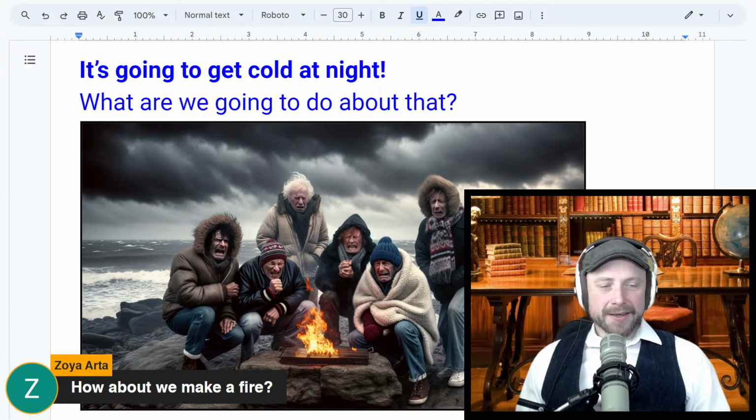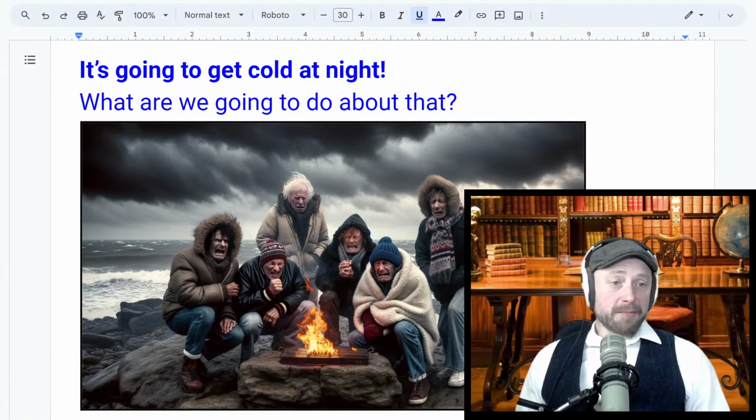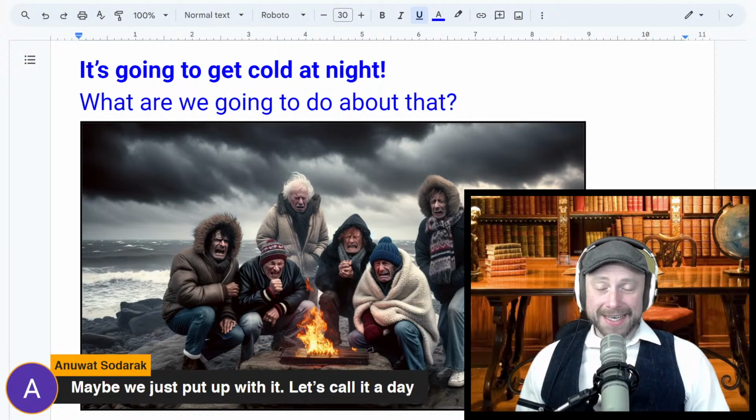Why don't they? No, this should be suggestions for us. We didn't have we should actually, but we should is good. Yeah, we should just start a fire. Maybe we should just put up with it, and let's call it a day. Now those suggestions are contradictory, Anawat, because just putting up with it and calling it a day are different things. But okay, maybe we should just put up with it.